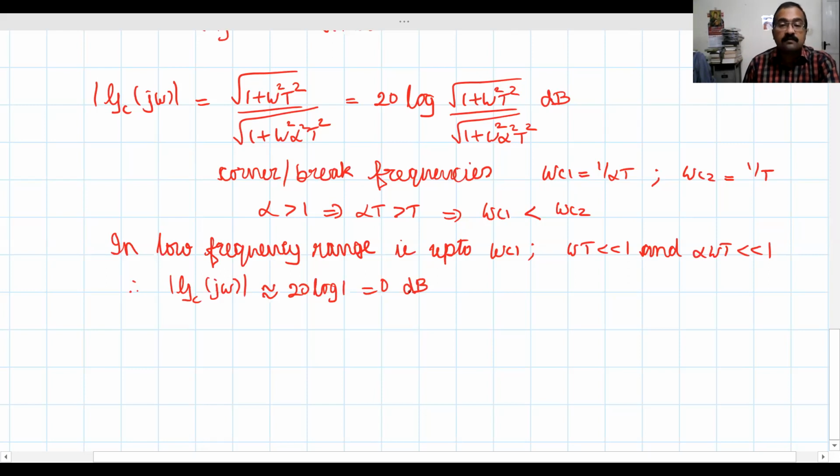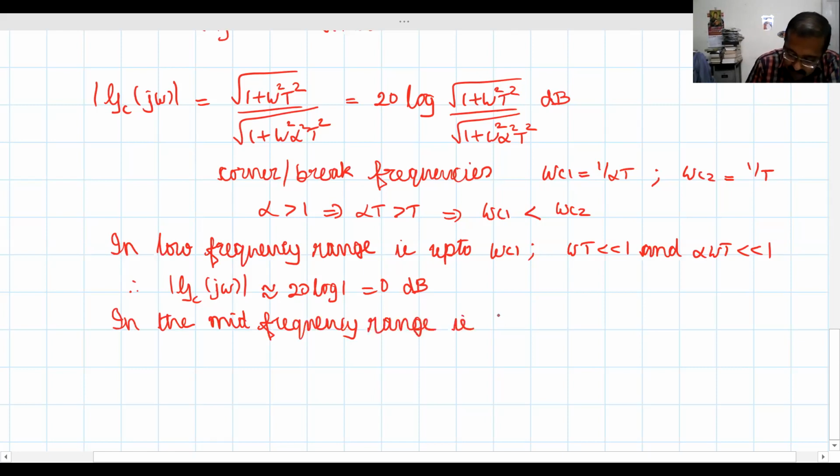So what does it mean? It means that in the low frequency range, up to omega c1, the lower corner frequency, the magnitude plot is a straight line at 0 dB. Now, in the mid frequency range, omega lies between omega c1 and omega c2, the lower corner frequency and upper corner frequency, right? So again, what happens here?